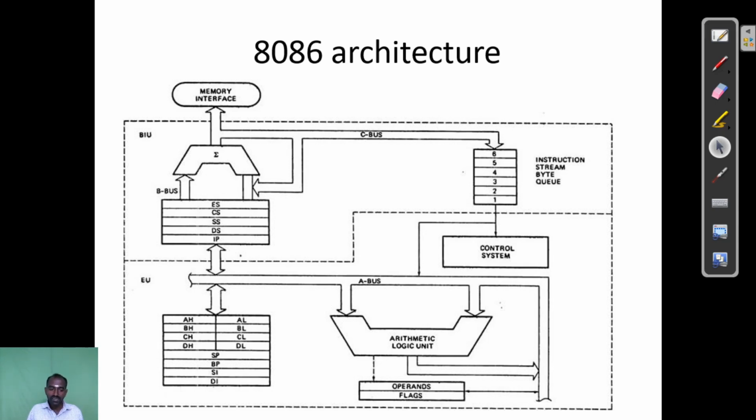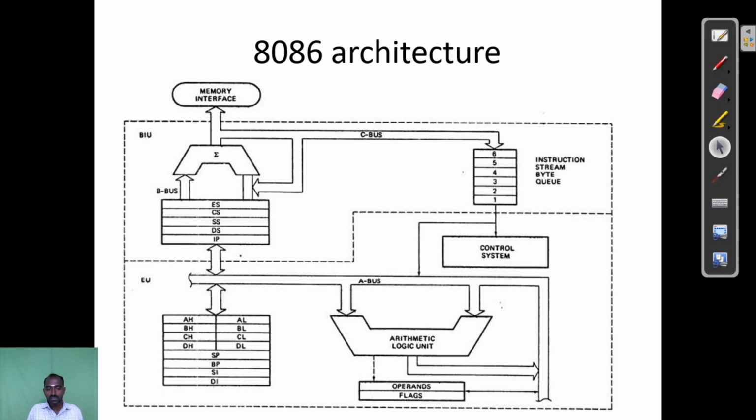Next, stack pointer, base pointer, source index, and destination index. These are the offset registers. First we discuss the accumulator register. It stores the 16-bit result of arithmetic and logical operations. AH indicates the 8-bit higher order byte, and AL indicates the 8-bit lower order byte. So in total it is a 16-bit register, called the accumulator register.